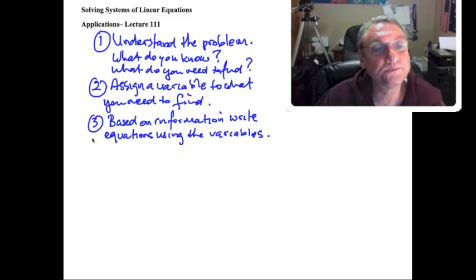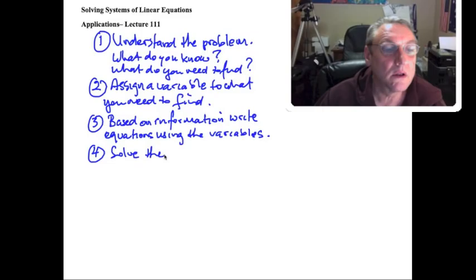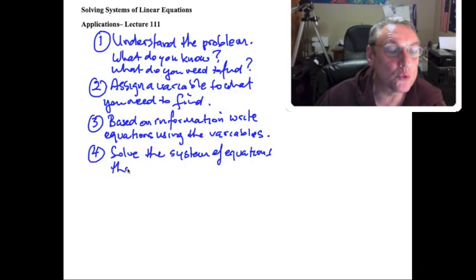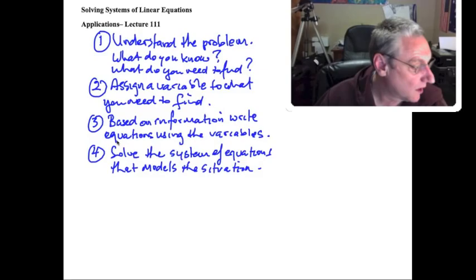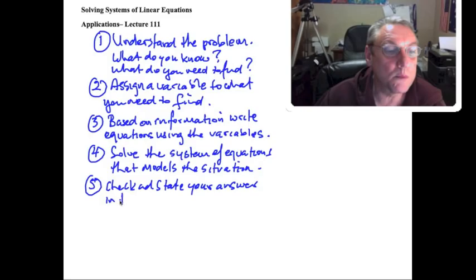So number four is solve the system of equations that models the situation. So in other words, the equations that you've come up with in number three. And number five, check and state your answer in terms of the question. So these are the steps that we need to work our way through.